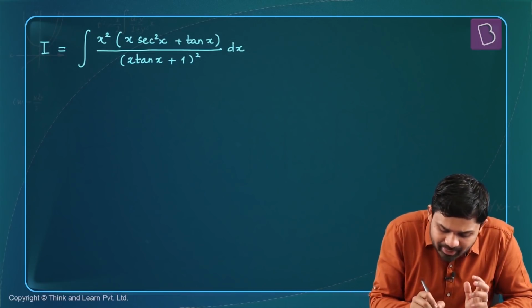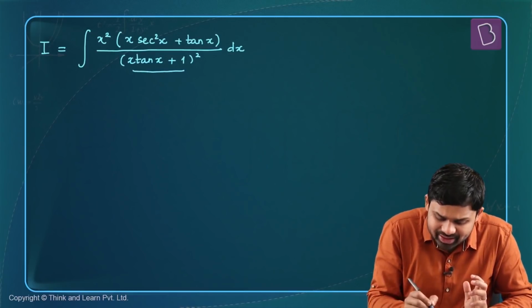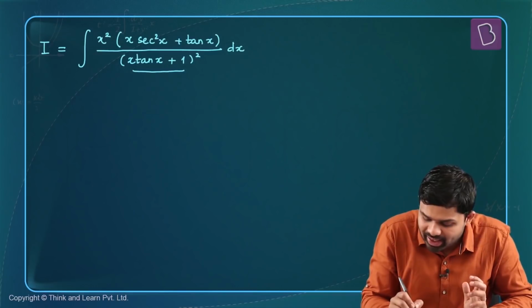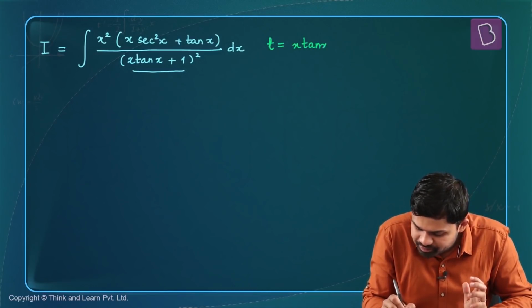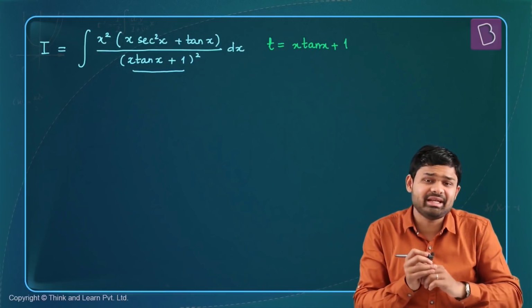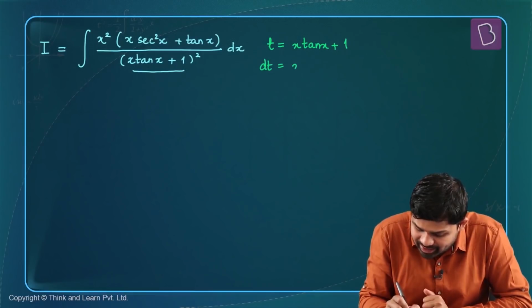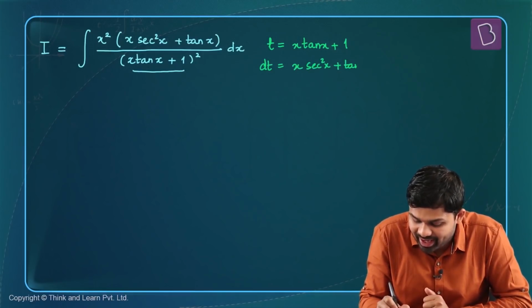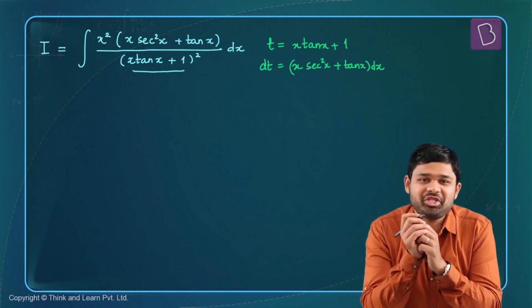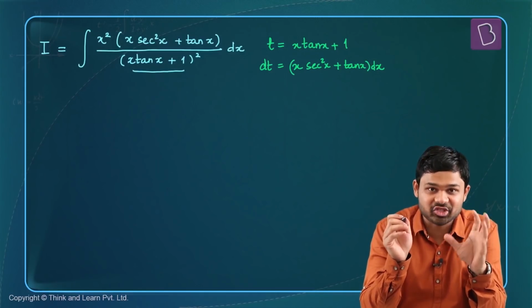So I'm going to consider my denominator here as some other variable t. So I'm going to consider my t as x tan x plus 1. What happens if I consider t as x tan x plus 1? My dt will be nothing but x secant square x plus tan x all into dx, correct? Now look at the question. In the numerator, you actually have x secant square x plus tan x dx.